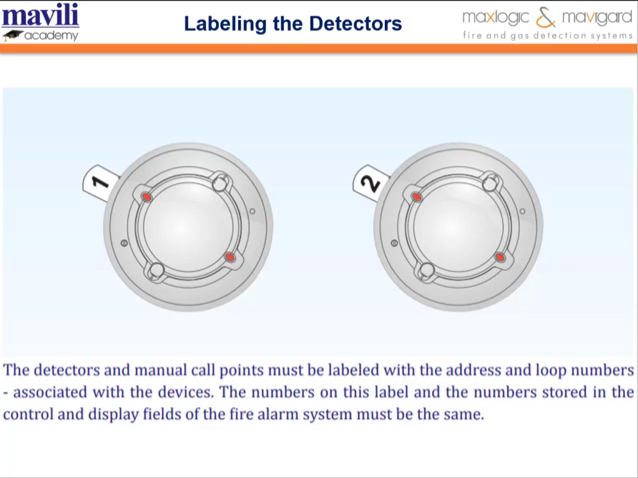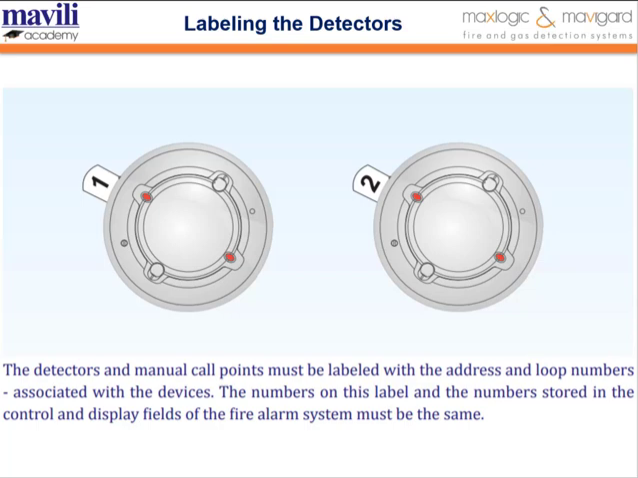When this feature is used, there must be a method to ensure that information displayed on the panel can be clearly linked to the corresponding detector or call point in the field. To achieve this, if detector labels are used to establish the relationship between detectors or manual call points and the control panel, the identification numbers or letters must be added to the detectors and manual call points. These identifiers must match the information shown on the control panel display.